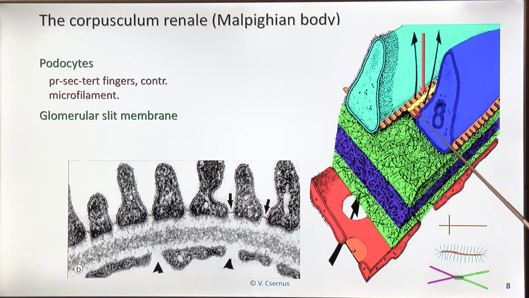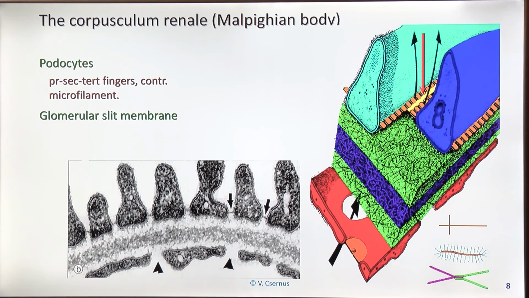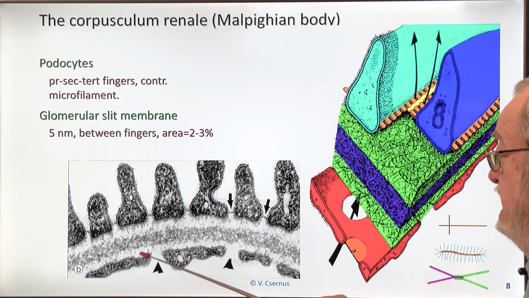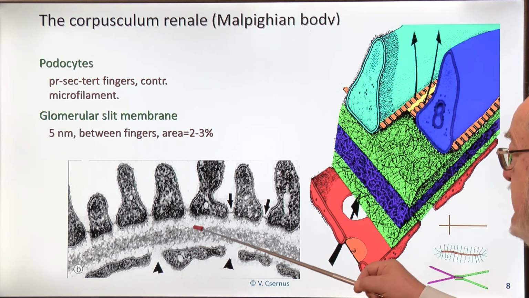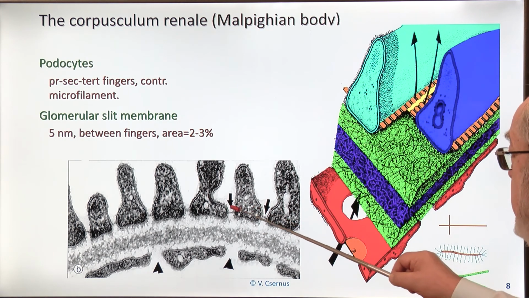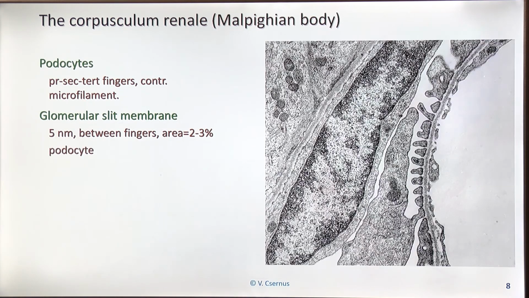Between the podocytes, we have a very thin membrane. This is called the glomerular slit membrane, and this is the last level of the filtrating surface. This is about 5 nanometer, and this is between the fingers. This leaves open about 2 to 3% of the area. Here you can see once again a cross-section of the wall of the capillaries. This is, as I mentioned before, the fenestrated endothel. These are very well visible in electron microscope, the 3 sublayers of the basement membrane. These are the fingers of the podocytes, and this is the glomerular slit membrane. This is the last point of the filtration.